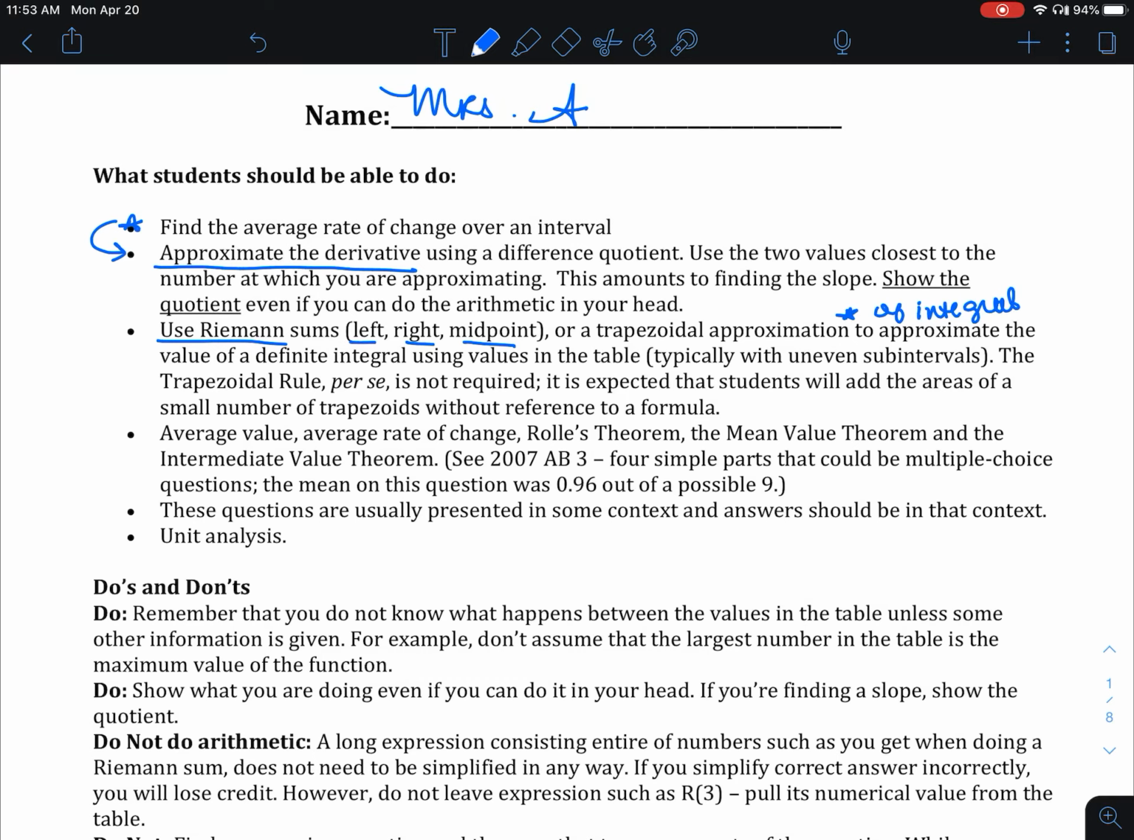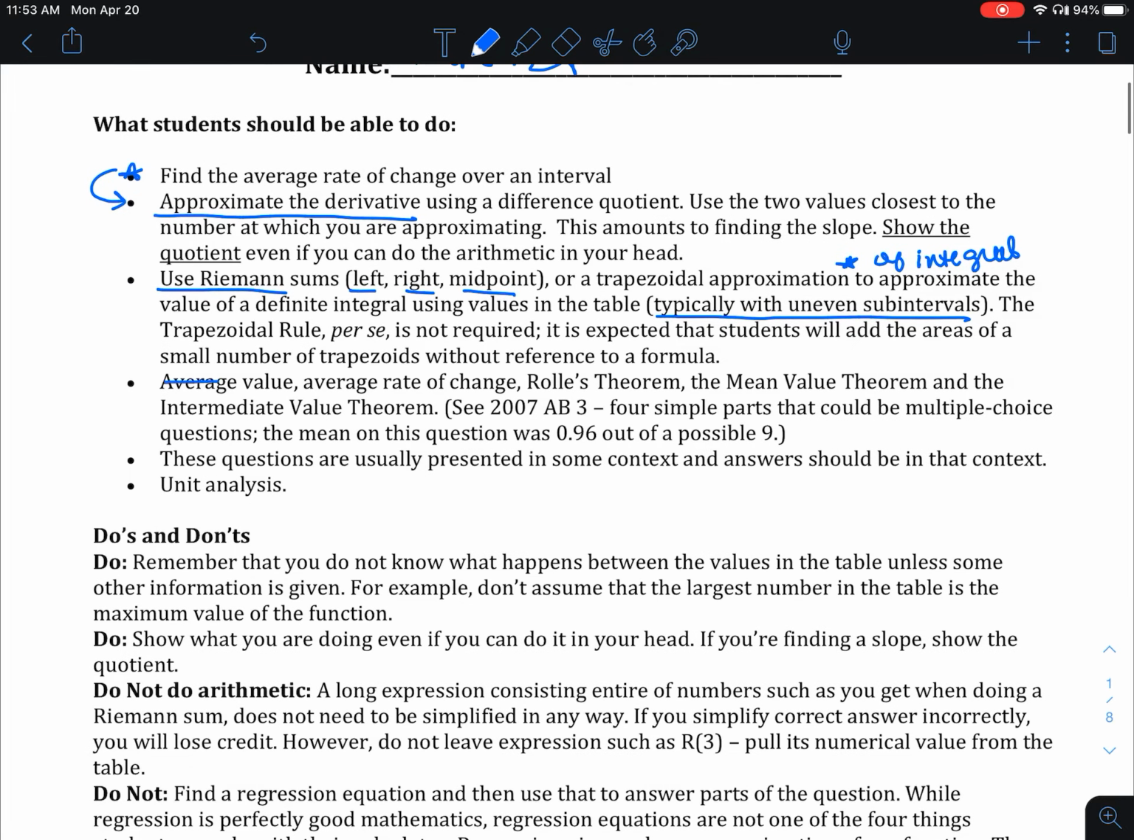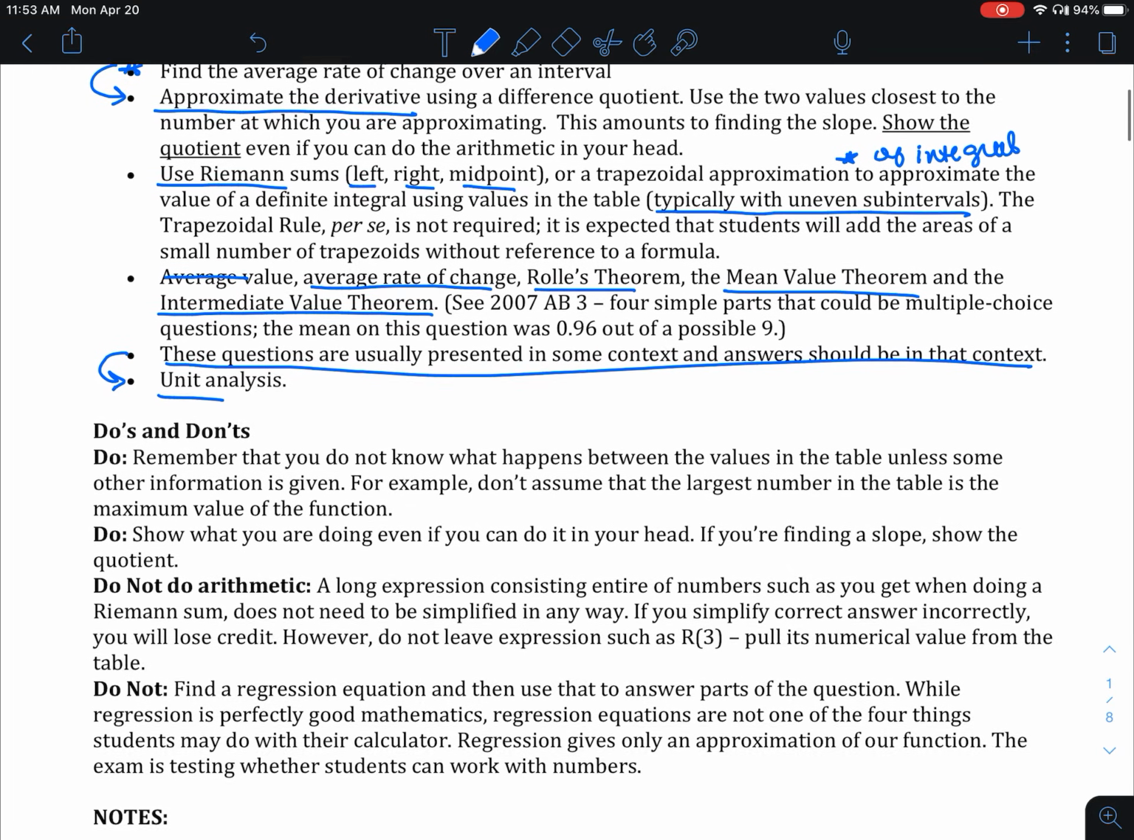Typically we have uneven subintervals, so you're going to have to do the best you can over the intervals they give you. Average value, we're going to take that out, but average rate of change is staying. Rolle's theorem and mean value theorem, and CJ's favorite, the intermediate value theorem, are all tested in these problems. These questions are usually presented in a context, and then you're asked to either interpret in the context or give the units. There could be some unit analysis, so make sure that you're looking for those things when you identify that you have a type 5 problem.